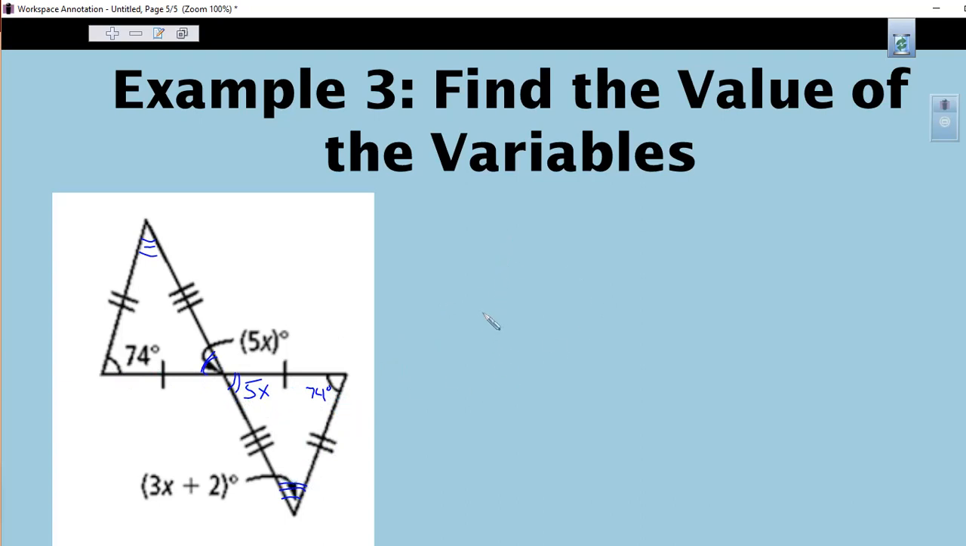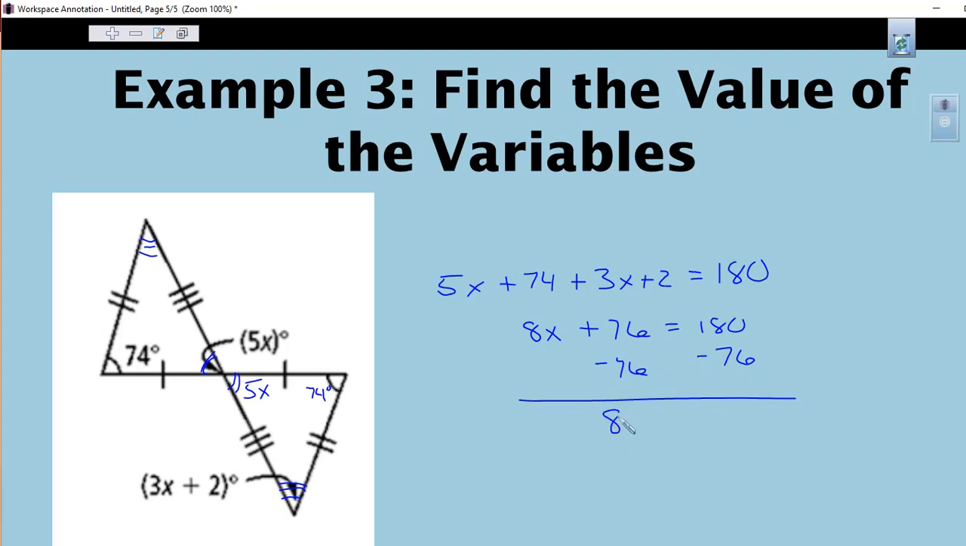So we know the sum of these is going to equal 180. So we can take 5x plus 74 plus 3x plus 2 is equal to 180. All these three angles are going to add up to equal 180. So 5x and 3x is 8x. 74 and 2 is 76. Now subtract 76. 8x is equal to 104. Divide by 8. And x is going to equal 13.